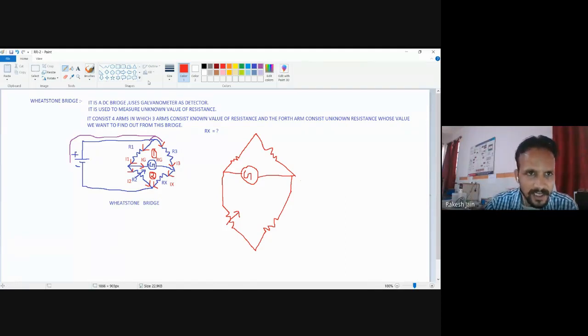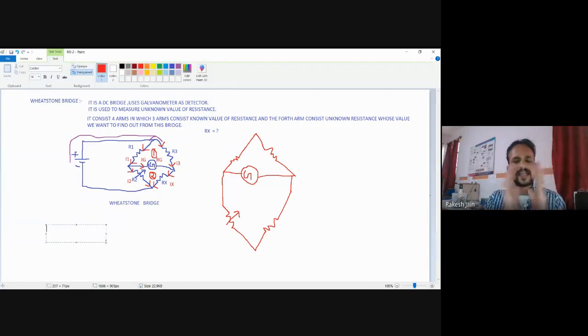At the condition of balance, the most important term for the balance condition of any bridge, the galvanometer current value is zero. This is known as a balance condition, because at both points the voltages are equal. So I just write down, balance condition is when the galvanometer shows the null deflection. Galvanometer shows the null deflection, it means galvanometer current is equal to zero.